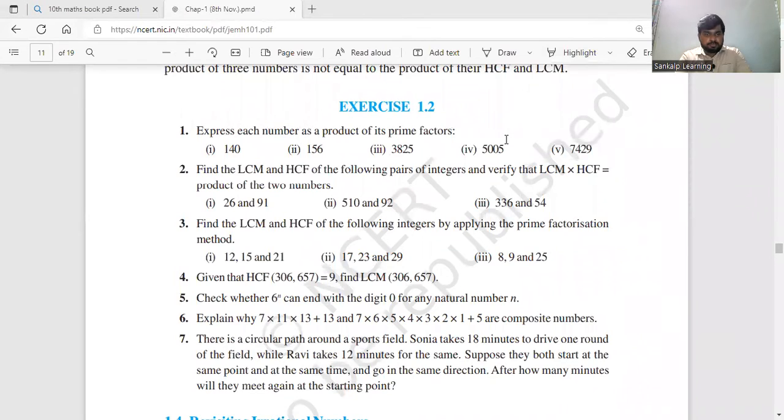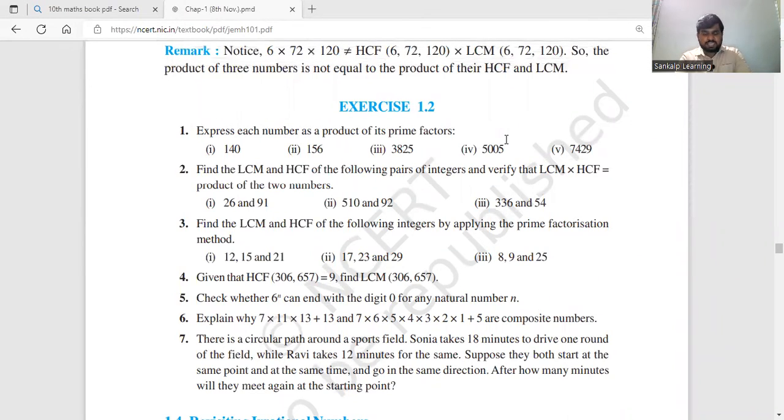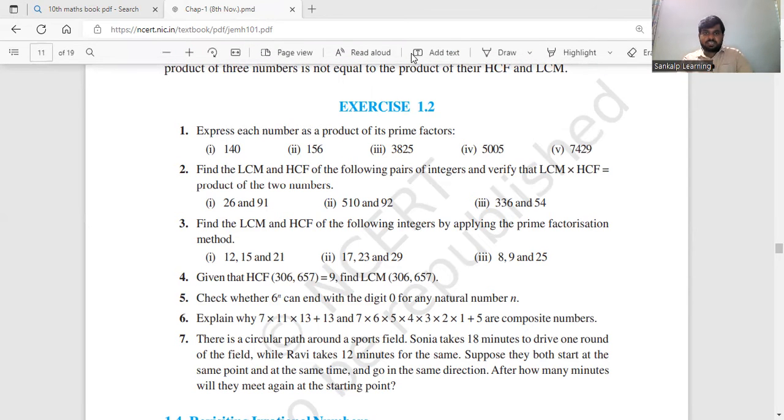In the next question, the 7th one, that is the last question of this exercise. There is a circular path around a sports field. Sonia takes 18 minutes to drive one round of the field, while Ravi takes 12 minutes for the same. Suppose they both start at the same point and at the same time and go in the same direction. After how many minutes will they meet again at the starting point? A very interesting question.